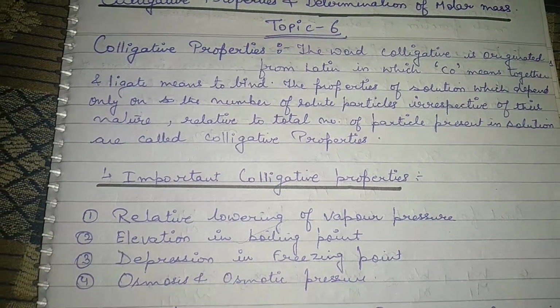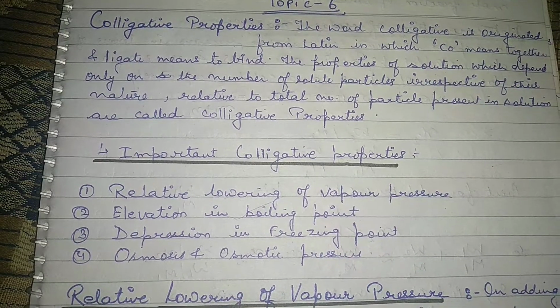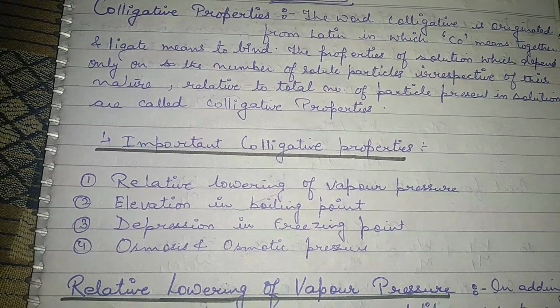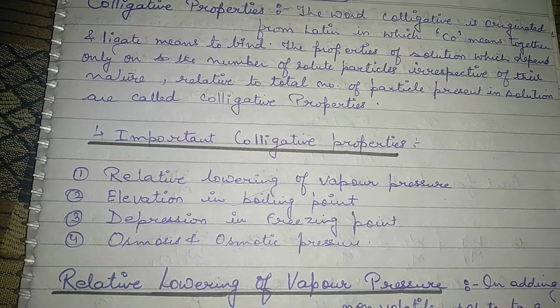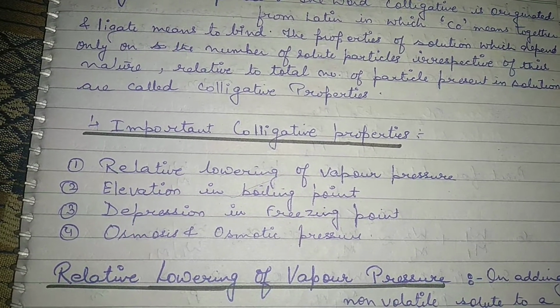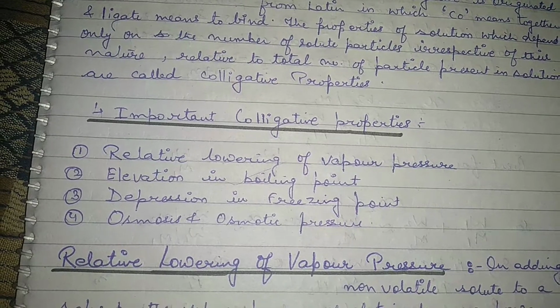Now there are four important colligative properties which you have to study in your solution chapter. So we can start one by one. First we discuss what those four important colligative properties are. First one is relative lowering of the vapor pressure. Second one is elevation in the boiling point. Third one is depression in the freezing point, and the fourth one is osmosis and osmotic pressure.